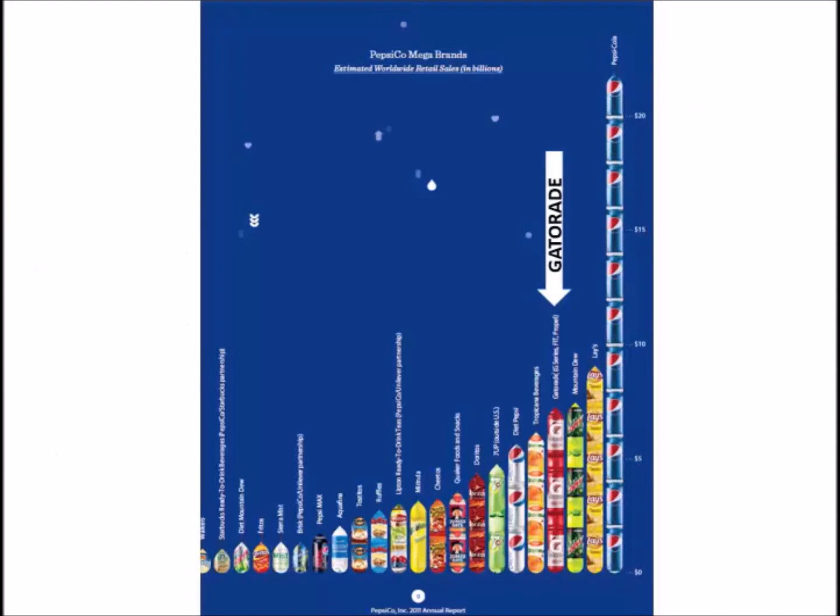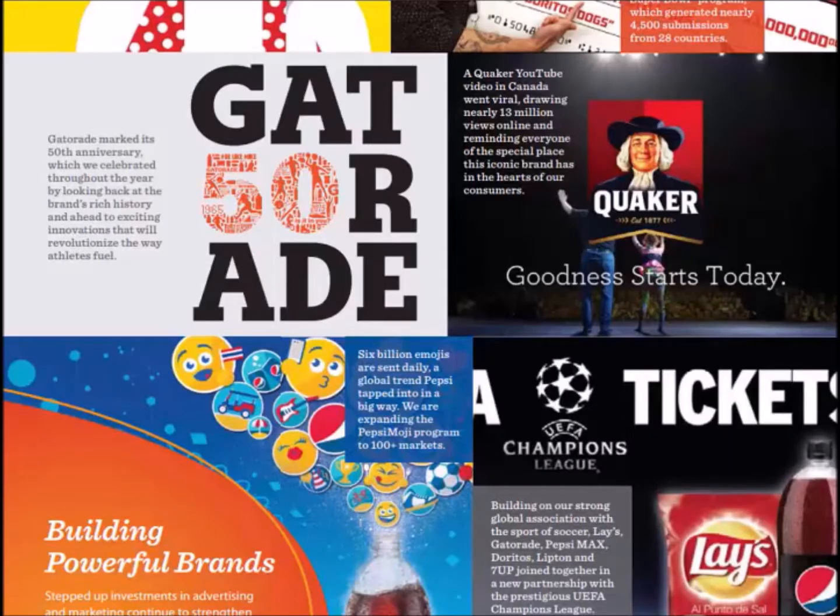And Gatorade was born. Since the early 2000s, Gatorade has been included in PepsiCo's top 5 mega brands. Gatorade was, in 2012, number 86 on Forbes' list of the world's most powerful brands. In 2013, Gatorade held 75% of the worldwide sports drink market, and in 2015, Gatorade celebrated its 50th birthday.